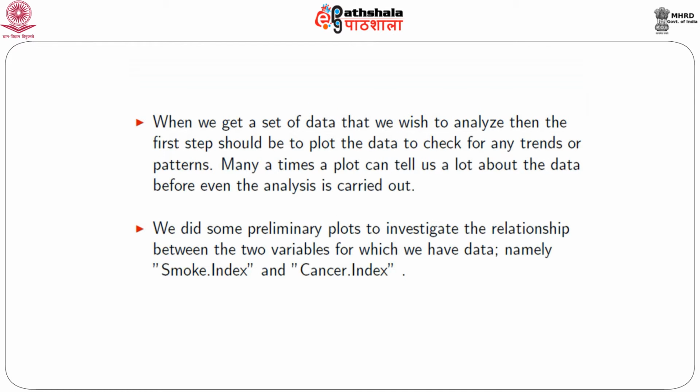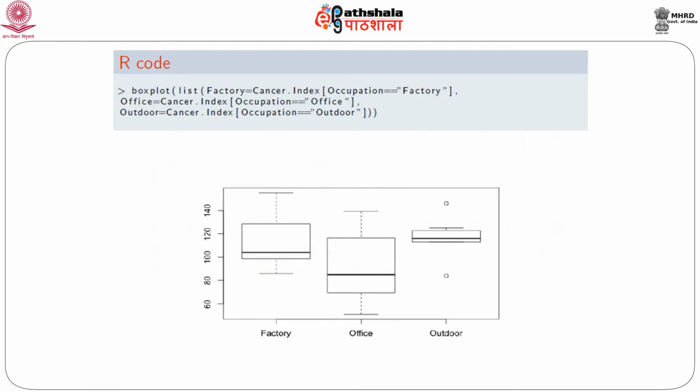But before we do that, we would like to do some preliminary plots to investigate the relationship between the two variables based on their occupation. So on the next couple of slides, we have the box plots for smoke index and cancer index based on the occupation of the person. Here is the R code that we have used to create the box plot. The first is plotting cancer index, where factory, office and outdoor are the three different work environments.